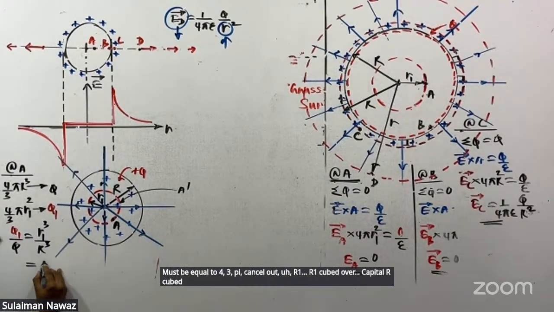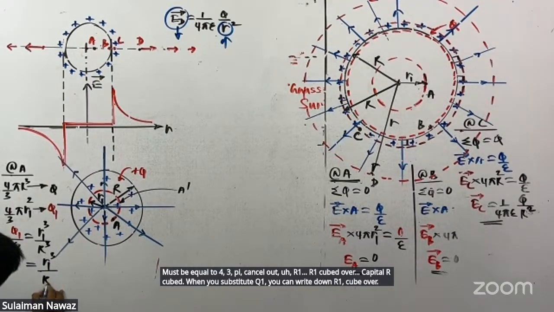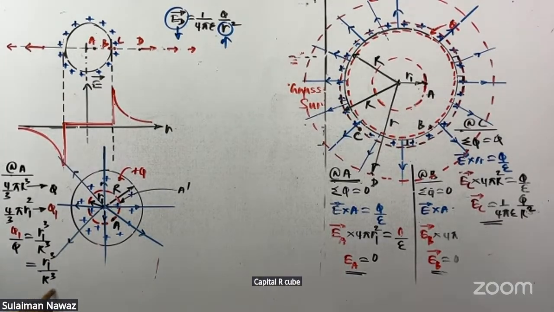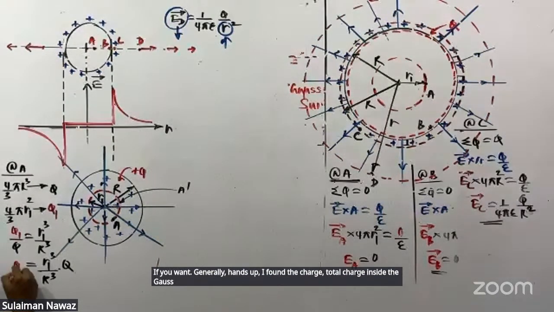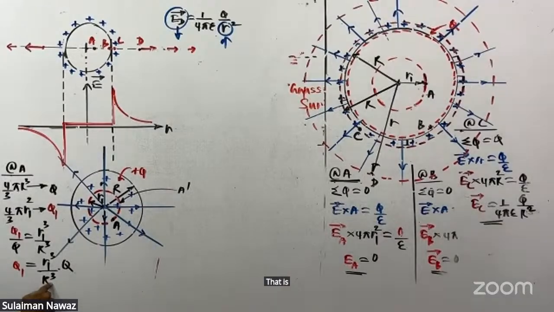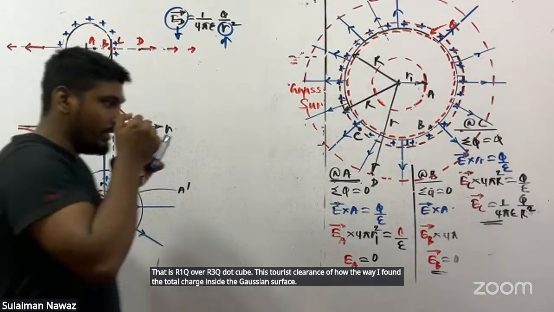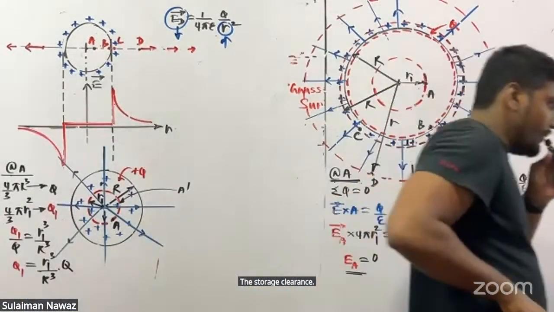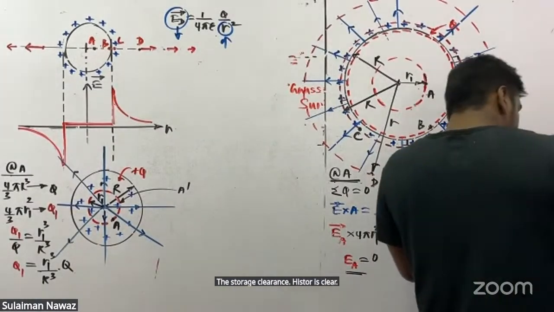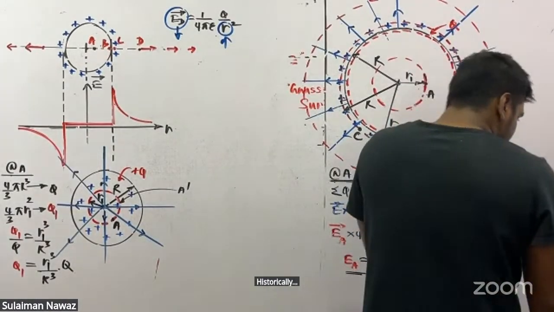When you substitute, Q1 is R1 cube over capital R cube times capital Q. So I found the total charge inside the Gaussian surface. That is R1 cube over R cube times Q. This step is clear? Hands up. This is how I found the total charge inside the Gaussian surface. Then easy.